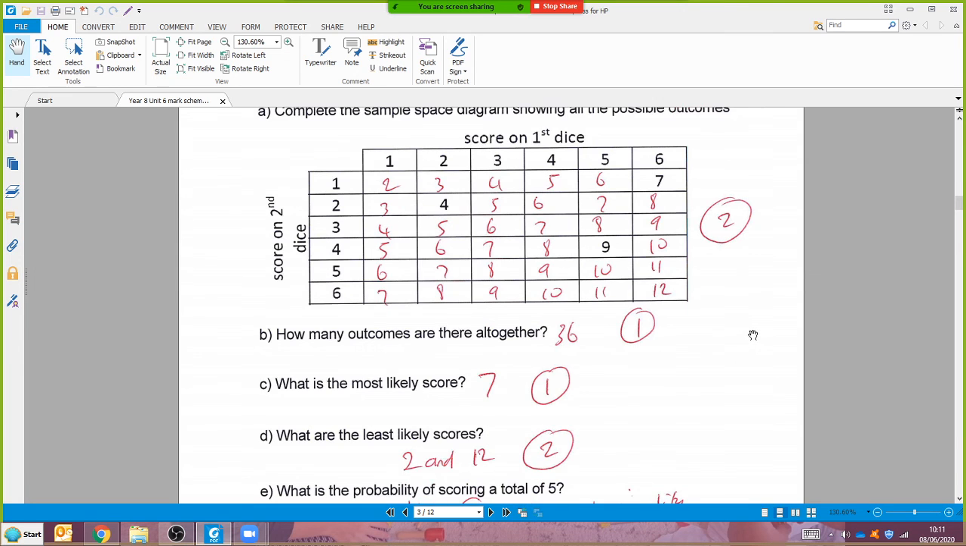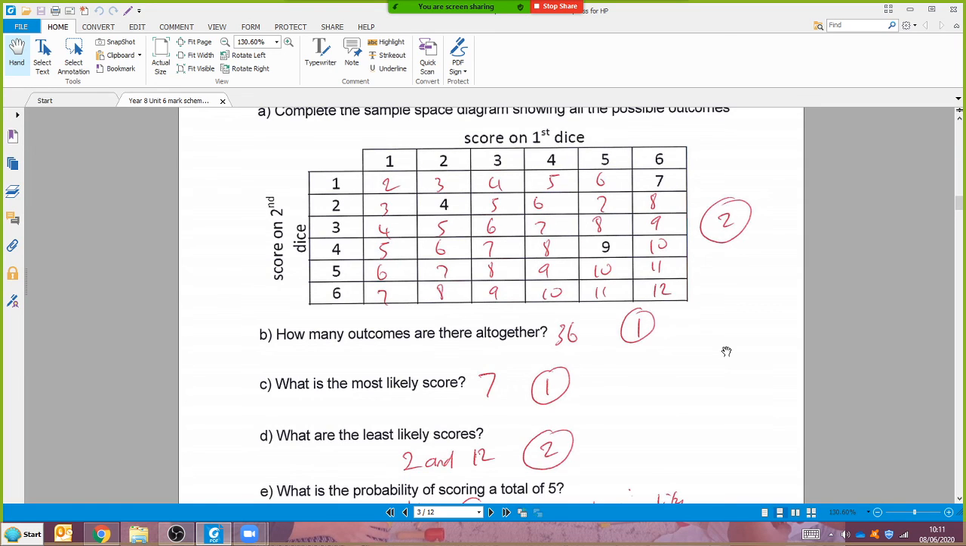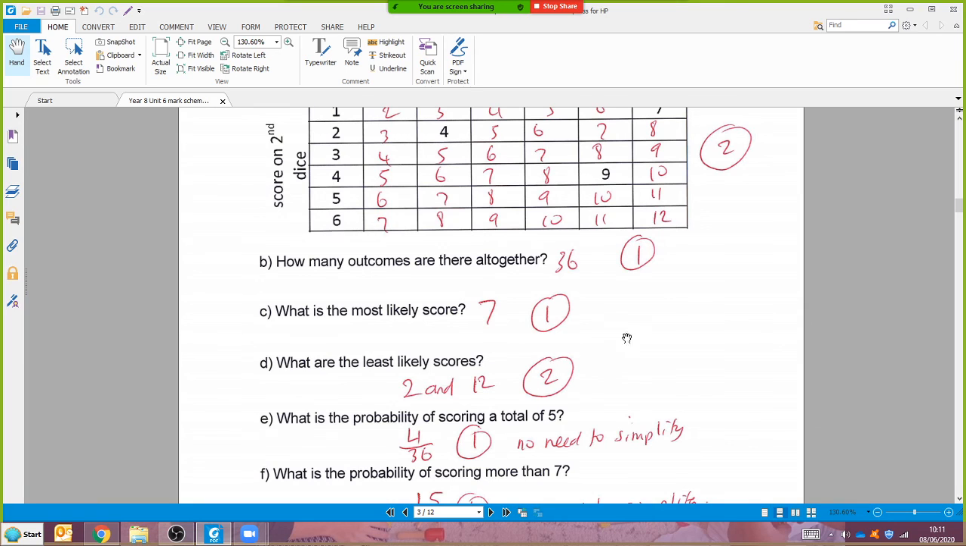For part D, you need to look at the English of it. What are the least likely scores? Plural. So you're expecting more than one answer. The least likely scores are the ones that come up hardly at all. Well, there's only one way of getting a 2, 1 plus 1. There's only one way of getting a 12, 6 plus 6. They're the least likely scores, and equally unlikely as each other. All right? So there's 2 answers, 2 marks.